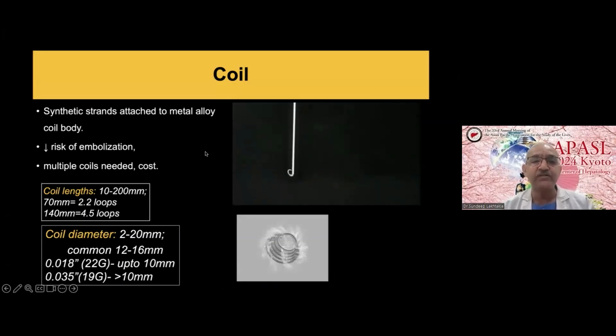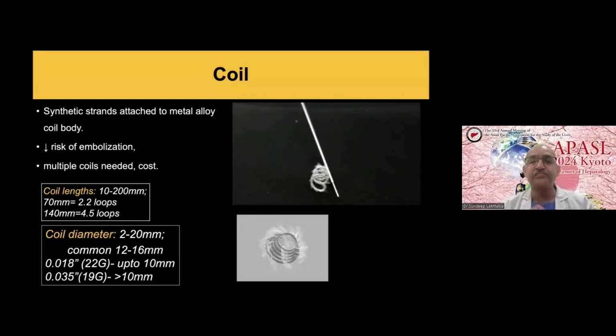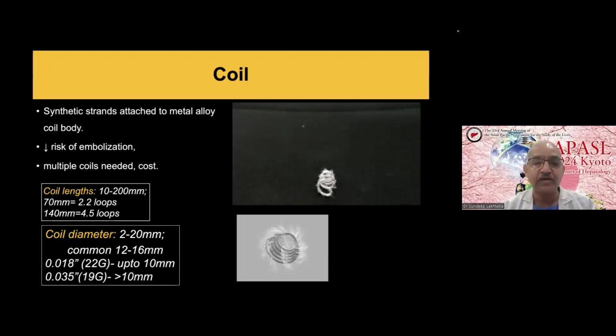The coils are actually synthetic strands attached to a metal alloy coil body. And since they come in different sizes, you can choose the diameter of the coil depending on the size of the varix. A larger size is preferred compared to the variceal diameter to prevent embolization. Often, if the varix is large, sometimes multiple coils can be used. But the major advantage that coils offer is a reduced risk of embolization. There are several sizes of coils which are available currently.